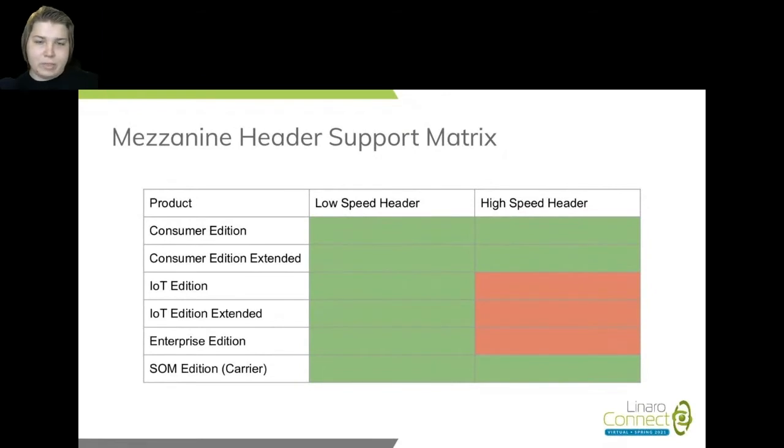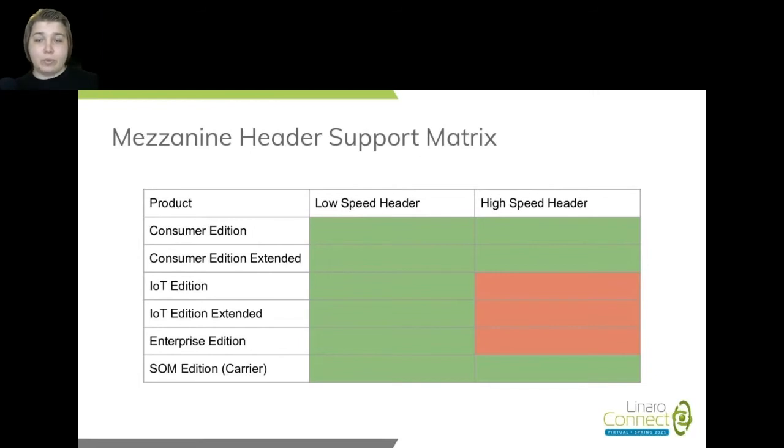Which comes with the benefit that we have the header support. We have low-speed header support across all 96Boards form factors, apart from the 3.3-volt spec, but that is not very much used. So essentially, you can create a mezzanine that uses the low-speed header, and you will have support across 99% of all 96Boards. You will have support for the Consumer Edition extended, IoT Edition extended, as well as Enterprise Edition, and the System on Module edition. There is a carrier board which has support for it as well.